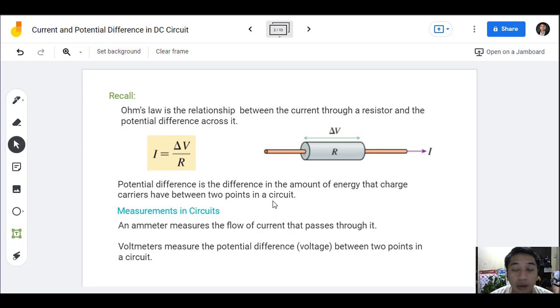potential difference or the amount of energy and also the current flow, we can use the measurements in circuits, which are the ammeter and also the voltmeter, wherein the ammeter measures the flow of the current that passes through it, while the voltmeter measures the potential difference between 2 points in a circuit.